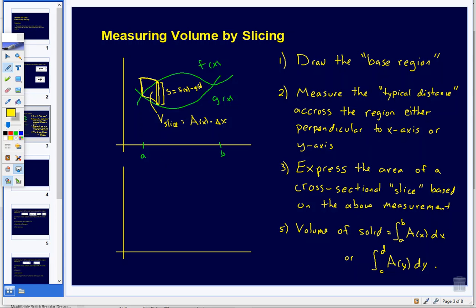Now, the other situation is maybe I'm going to slice perpendicular to the y-axis, and so what needs to happen then is your equations are going to have to be written as functions of y. And so they might graph like this. And so maybe this function is x equals f of y. And maybe this one over here is x equals g of y. So now your slices that run perpendicular to the y-axis are actually going to go like this.